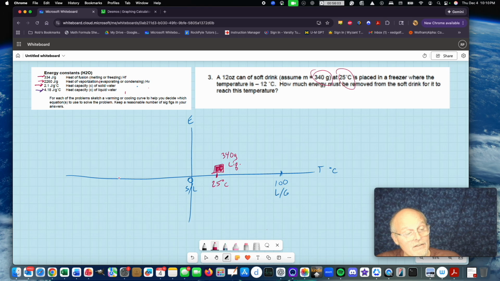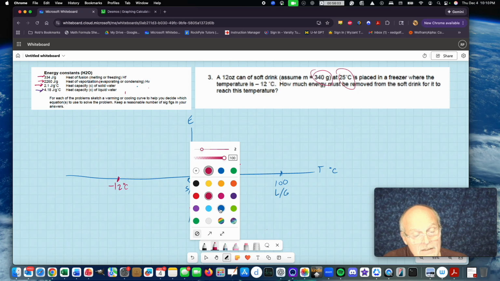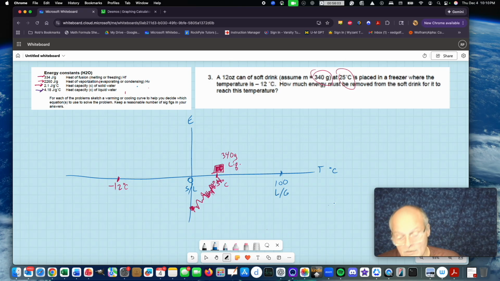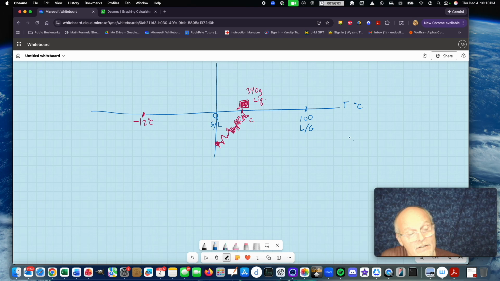All right. I'm going to put it in a freezer, and eventually it will get down to negative 12 degrees C. And it wants to know how much energy must be removed, which means we are adding negative energy because we're cooling it. Just as a picture, I'm going to sketch out what we do. First, we're going to cool until we get to 0 as ice. And then, hopefully you are saying this as you're watching, I am going to do fusion in reverse.